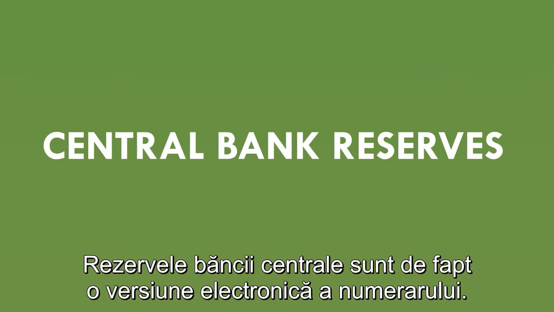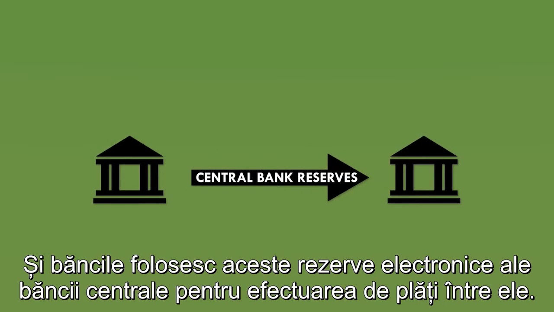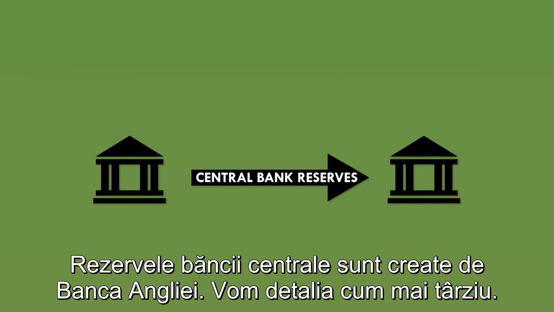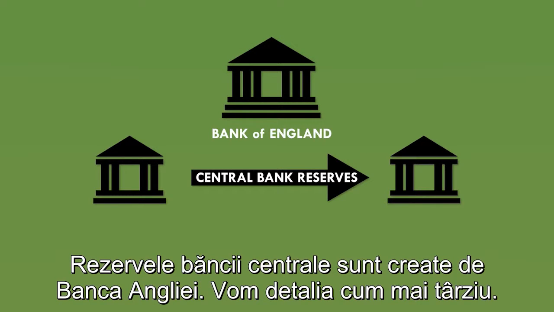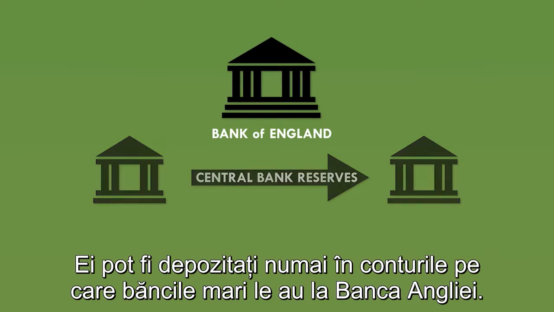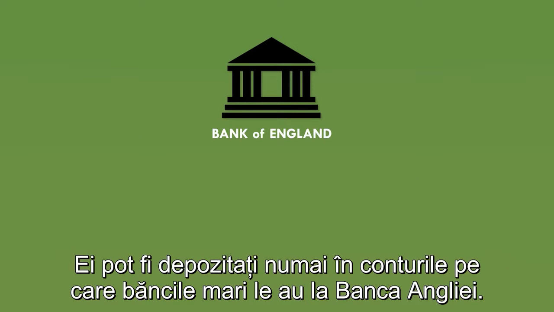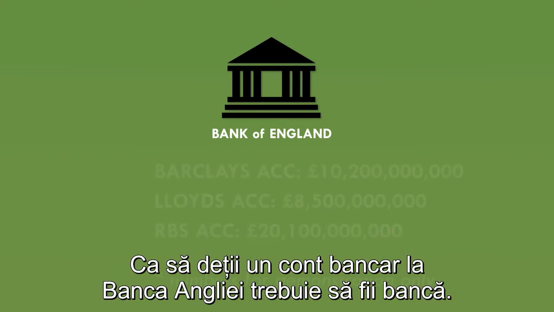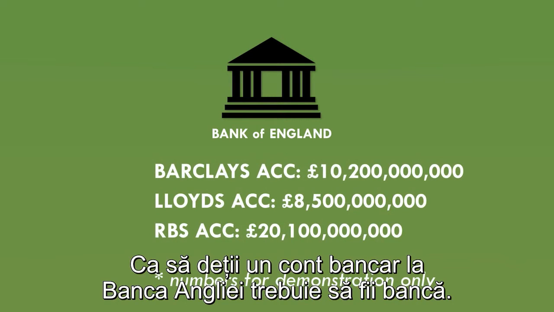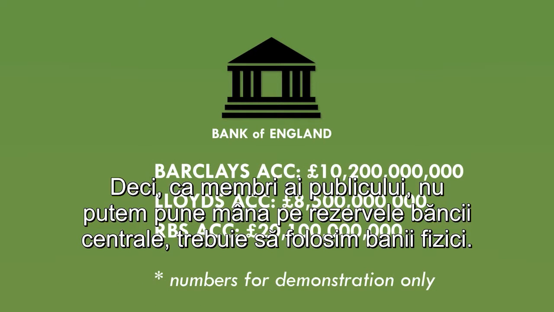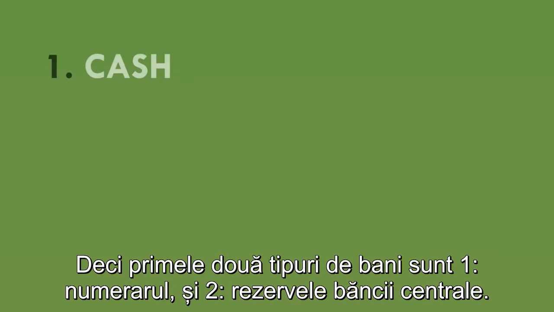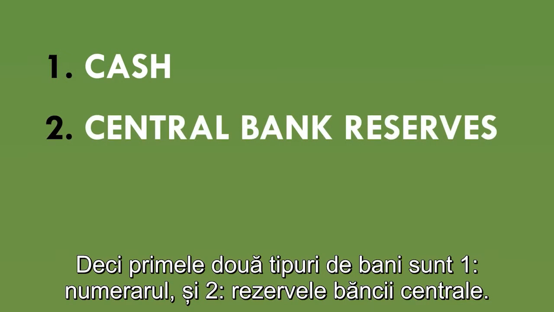Central bank reserves are effectively an electronic version of cash, and banks use these electronic central bank reserves to make payments to each other. The central bank reserves are created by the Bank of England. We'll cover how later on, and they can only be stored in accounts that the big banks have with the Bank of England. To get one of these bank accounts at the Bank of England, you have to be a bank. So as members of the public, we can't get our hands on any central bank reserves. We just have to use the physical cash. So the first 2 types of money are 1, cash, and 2, central bank reserves.